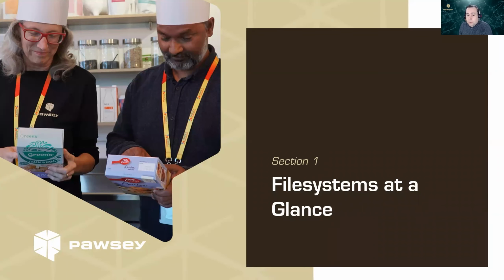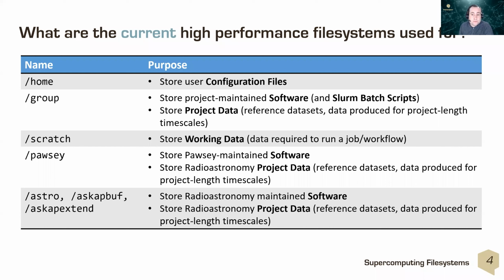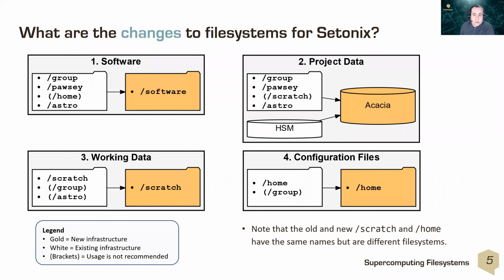So to provide a quick overview of the file systems, this is a summary of our current high performance file systems on the previous generation of systems. You may be familiar with using Home, Group and Scratch for day-to-day work on Magnus and Zeus, as well as the Pawsey file systems where a lot of the system modules are installed. And on the radio astronomy systems, there's a number of radio astronomy file systems. So how are these changing?